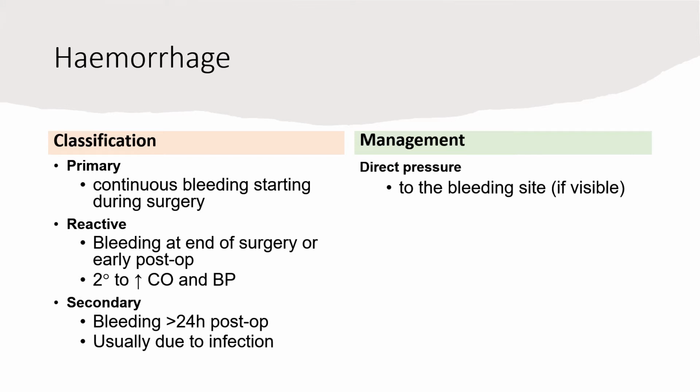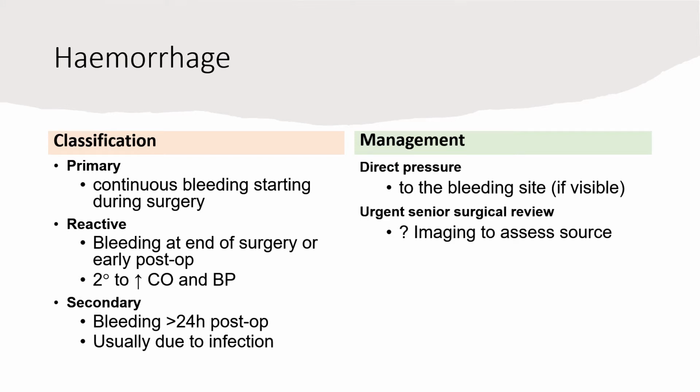Now, when you want to come to manage it, the first thing you want to do is, if you can, apply pressure to it. Then you want to get a senior review. In the meantime, call them just so that they can come and assess the source. Is it something that needs theater, needs an operation? Is that something that you can control on the ward?